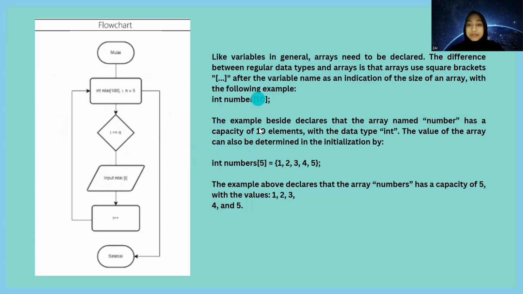So in the example beside, we declare that the array name is number, it has a capacity of 10 elements with the data type integer. The value of the array can also be determined in the initialization, for example, number[5] = {1, 2, 3, 4, 5}. The example above declares the array number has a capacity of 5 with the values 1, 2, 3, 4, and 5.